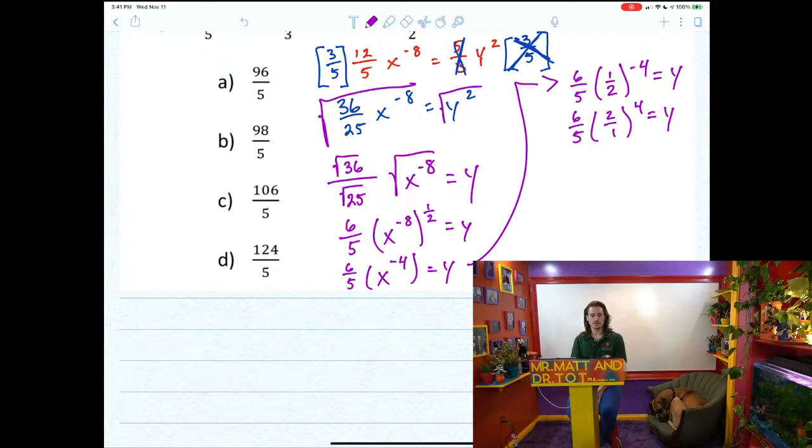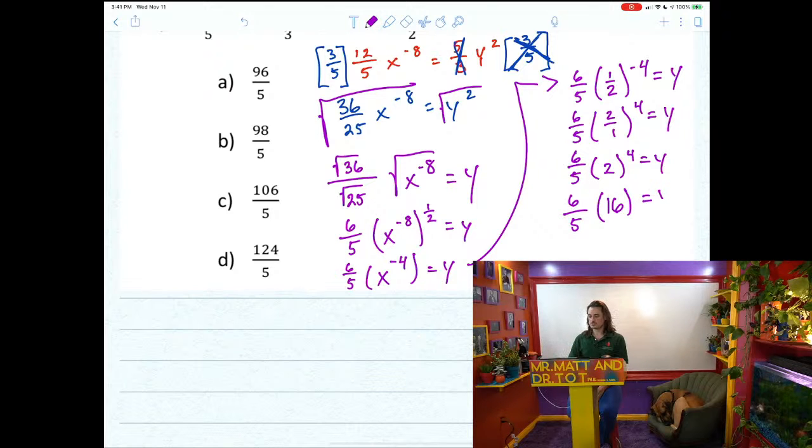That's literally, you put it under 1, and when you're talking about a fraction, that has the same effect as just flipping the numerator and denominator. So that's really 6 over 5 times 2 to the 4th power. 2 to the 4th power is 16. So we're going to have 6 over 5 times 16 is equal to y.